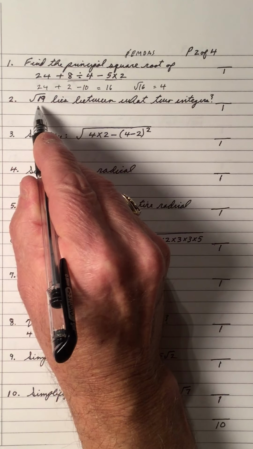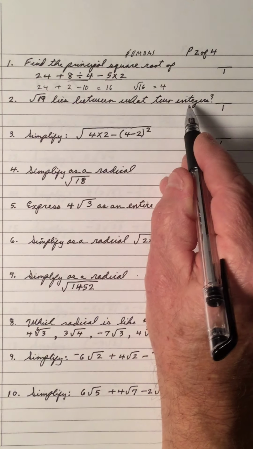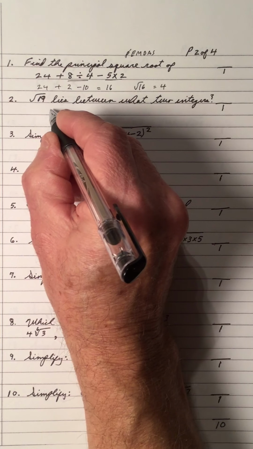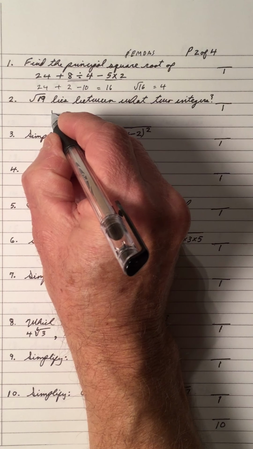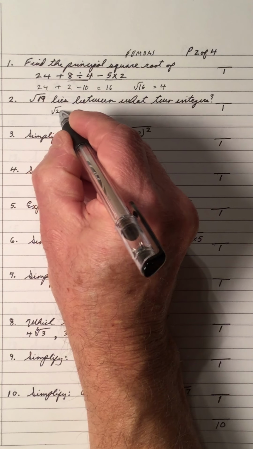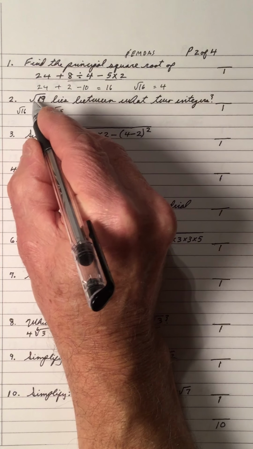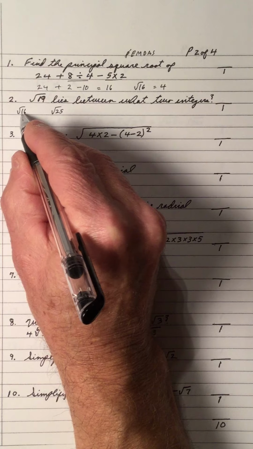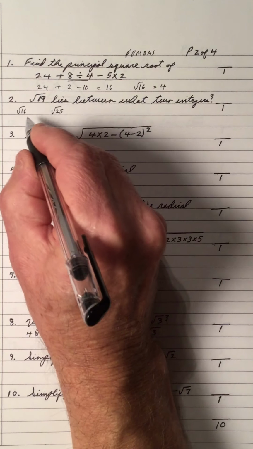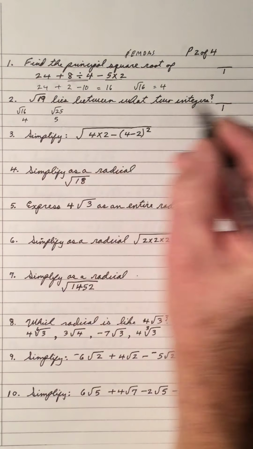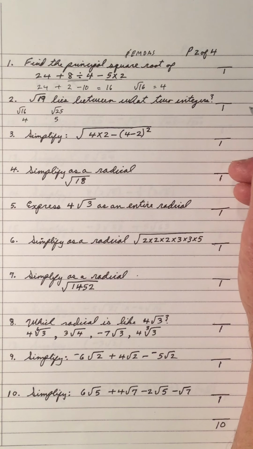Number 2, root 19 lies between what 2 integers? Well, root 19 is between the perfect squares. The upper one is a 25, and the lower one is a 16. So root 19 is somewhere between root 16 and root 25. So that means it lies between 4 and 5. Give yourself a mark if you're correct.